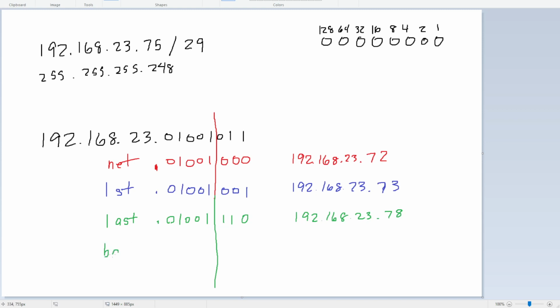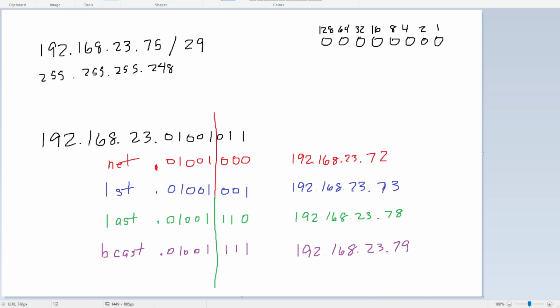And then the broadcast. Oh, my bad. Change my pen again so they stand out. Broadcast. So carry down the network, and then for the host portion, you're setting it to all ones. And then convert the whole thing, the network bits that stayed the same and the host portion that I changed over to all ones, and that would be 79.